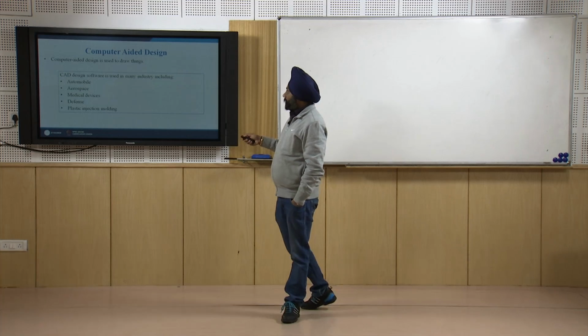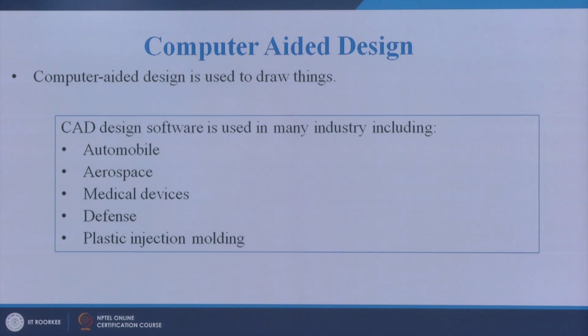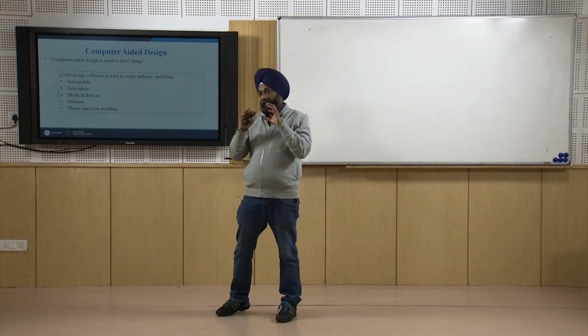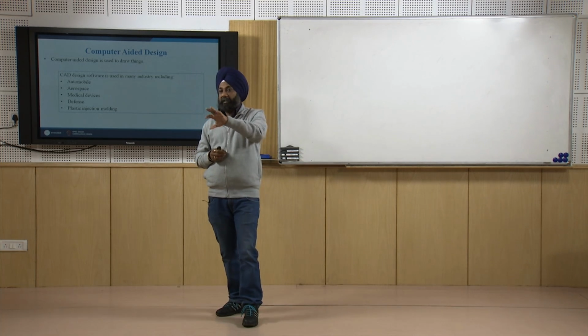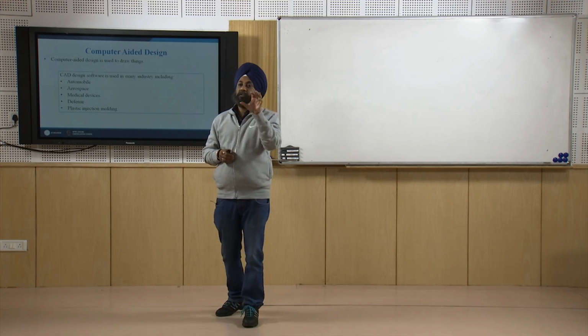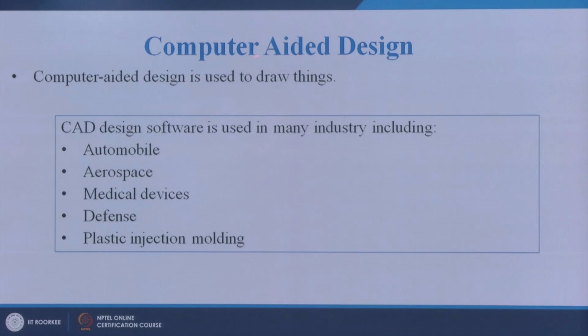So computer aided design is used to draw things. So this is the first part, that is sketching and geometric modeling. We are not talking of the analysis right now, but we will come to analysis also, that CAD can be integrated with analysis software, or analysis software is now being built into the CAD software to solve simpler problems also. So computer aided design is used to draw things, a very basic definition of CAD.